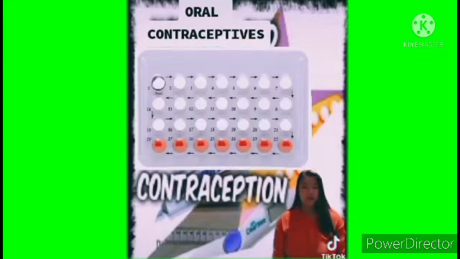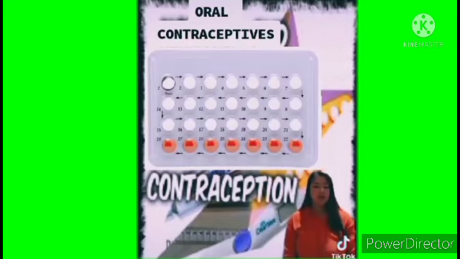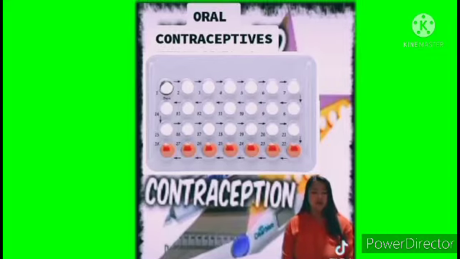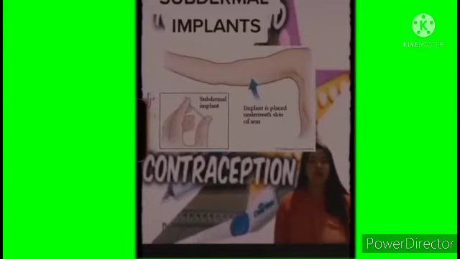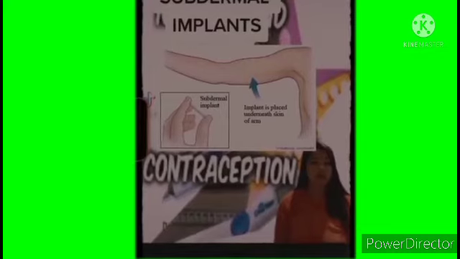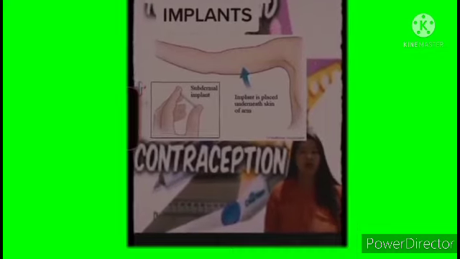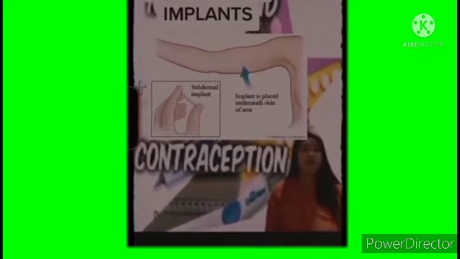Oral contraceptives, also known as the pills. Oral contraceptives contain synthetic estrogen and progesterone. Subdermal implants. The subdermal implants are two rod-like implants embedded under the skin of the woman. It is effective for 3 to 5 years.